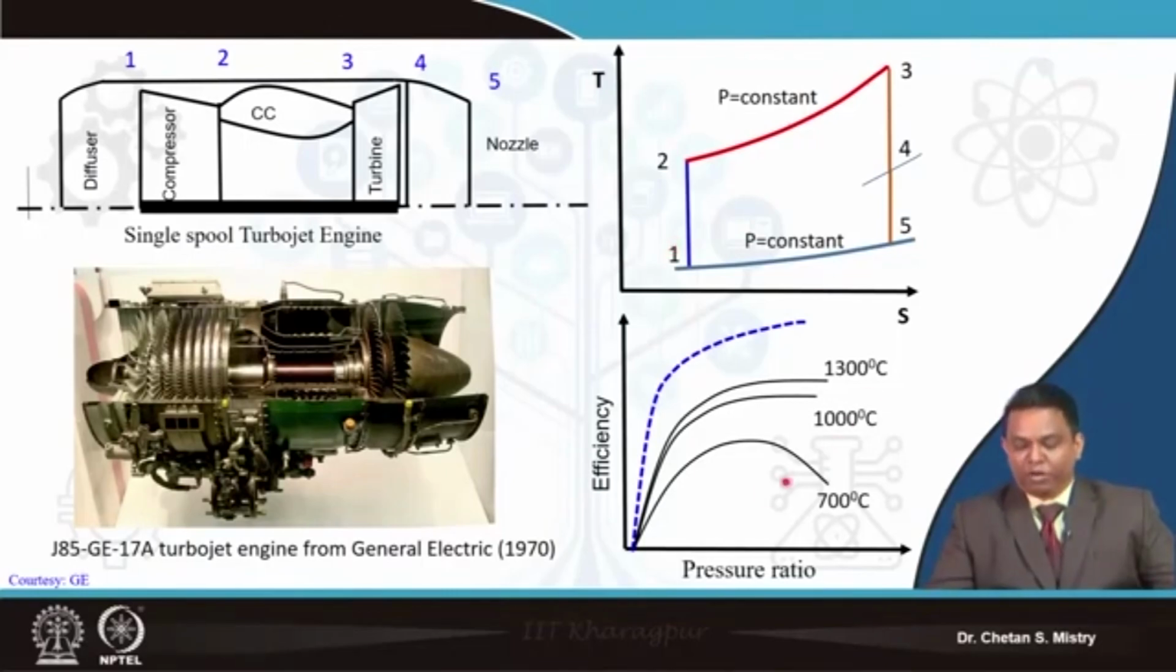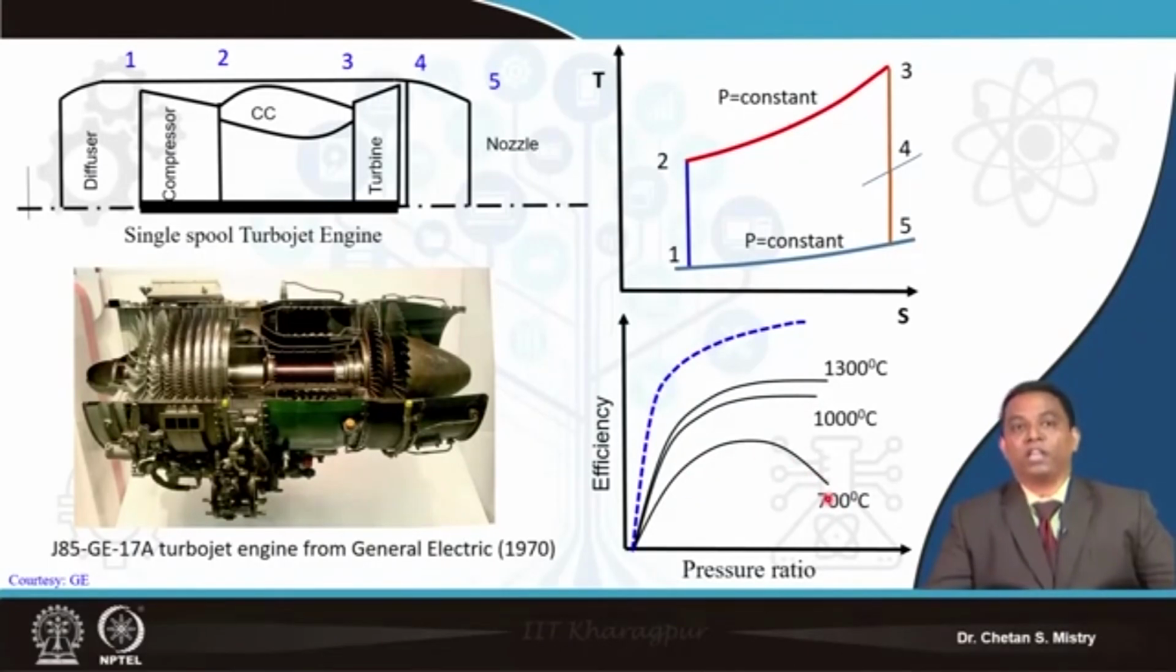Now on the lower side is the pressure ratio versus efficiency curve. As I said, being engineers, we are always interested in efficiency. We are always looking for things to be highly efficient, and we are moving in that direction. Here is a line representing my turbine entry temperature.